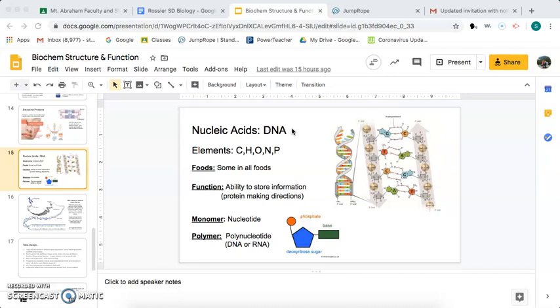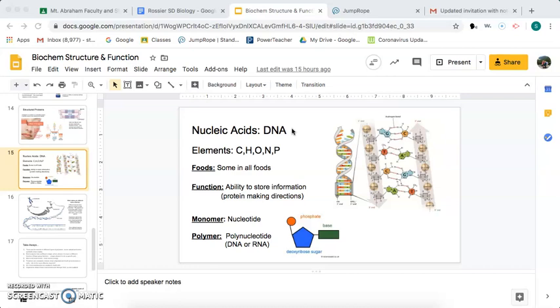Function. DNA is really a storage place. It is the blueprint of life, which means that it holds the instructions to make all of the proteins that your body needs. It makes millions of different kinds of proteins and it stores that information.